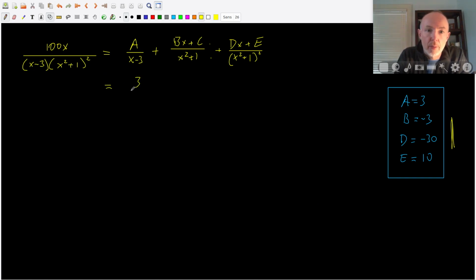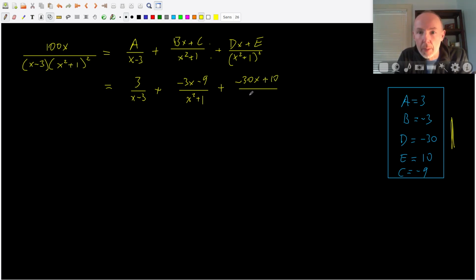A over x minus 3, well, that's 3 over x minus 3. And then the b, this is going to be minus 3x plus c. I didn't write c down. C is minus 9, so this is going to be minus 9, all divided by x squared plus 1. And the last term is d, and d was minus 30, plus dx plus e, and e is 10, all divided by the square of that irreducible quadratic. Whew. So with that information, we can set up the integral.